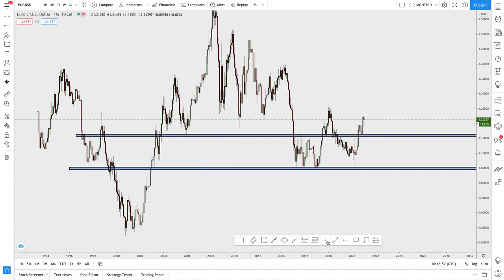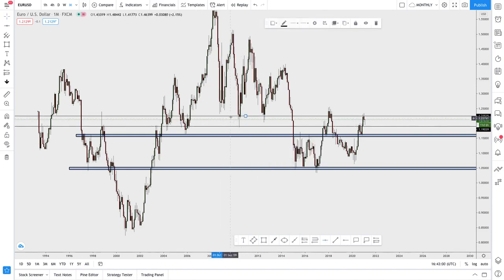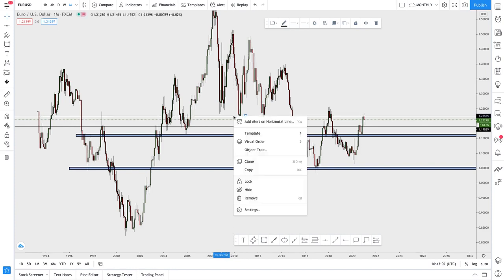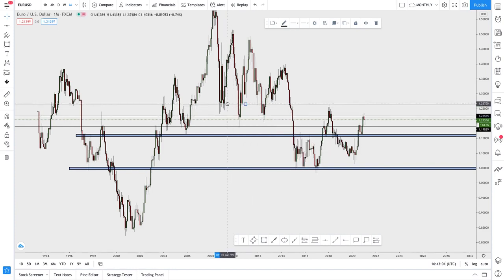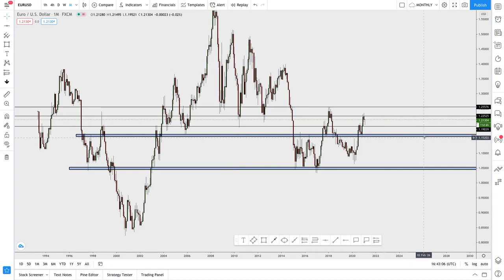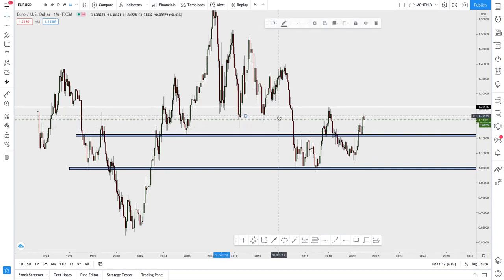If I was to plot lines, I would have one line, I would have two lines, and I'd have three lines. Ridiculous. Now watch me replace all these three lines with one level. Okay, I'll show you guys.